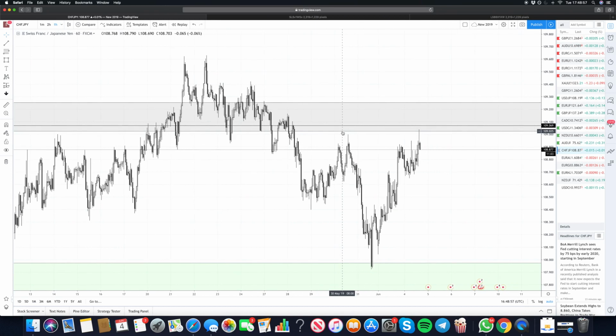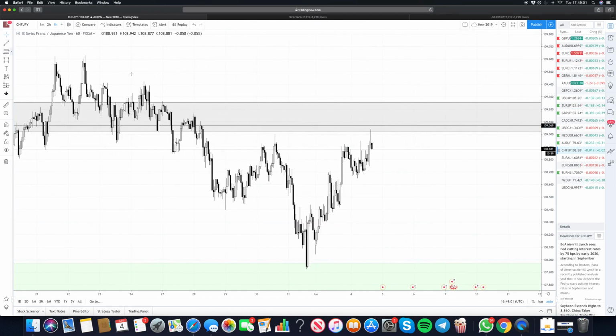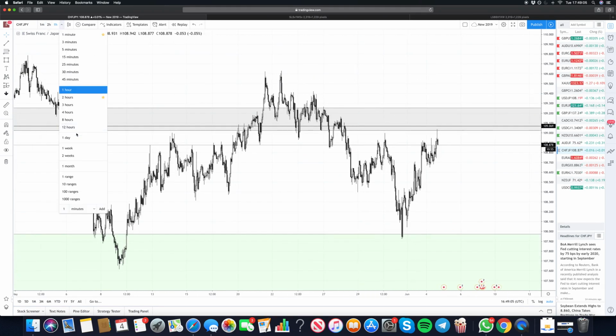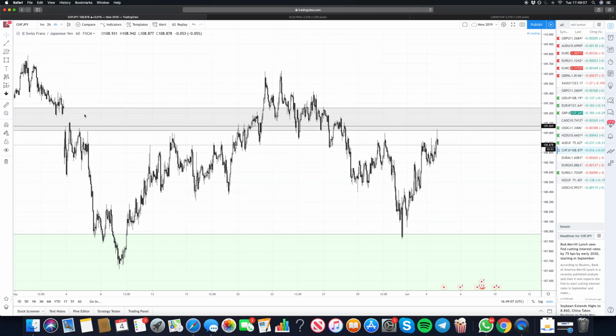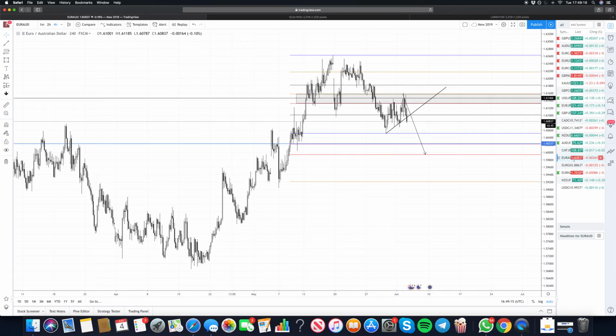You can see this zone's quite well respected, but we just need to see how it reacts around here, because I'm not really too keen to short this. I'm not too keen to long it either until we have a bit better structure, but we'll see how this plays out. Euro Aussie, we're in on this at the moment on the personal accounts.